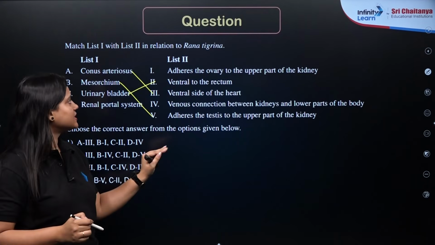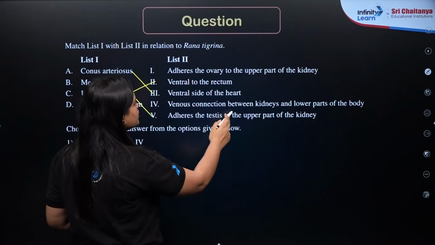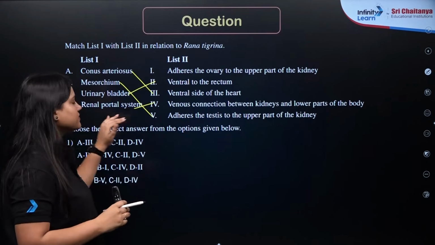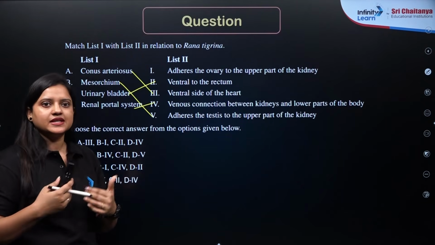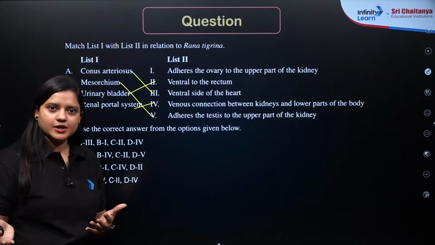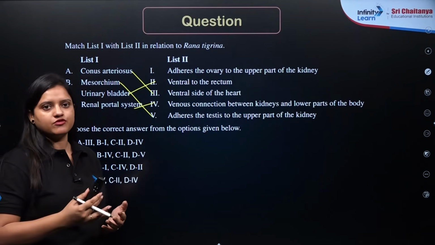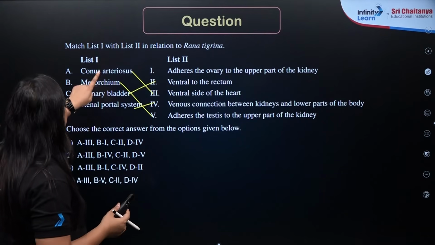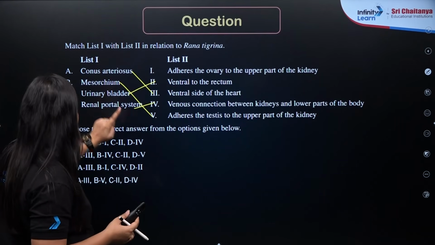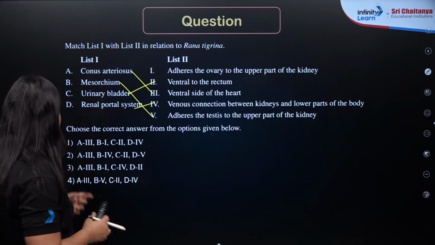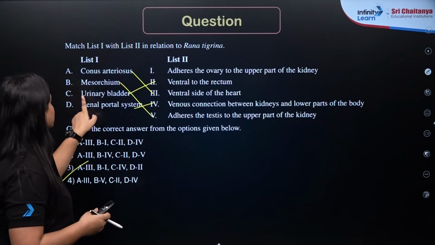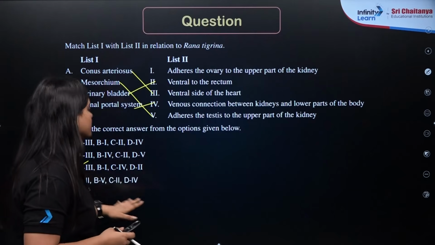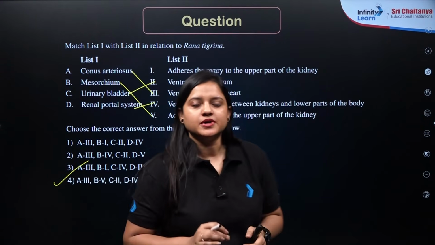Renal portal system is a special venous connection between kidney and lower part of the body. So renal portal system is unique to frog, which is absent in us. Right? We do have hepatic portal system that is also present in frog, but frog has renal portal system that is absent in us. So A is matched with 3, B is matched with 5, right? C is matched with 2 and D is matched with 4. So we got our answer, it should be option number 4.